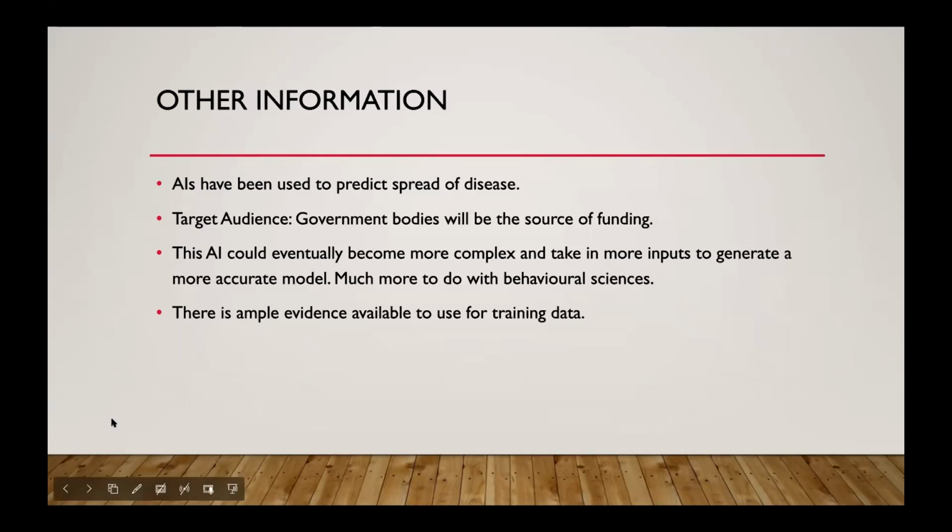So this AI is actually much more complex than I've just shown you, in that it can take in so many more inputs to generate a much more accurate model, and that is more to do with behavioral sciences as well. But it is feasible. And a benefit of this is that there is so much evidence available for us to use as training data that the results would be very accurate.